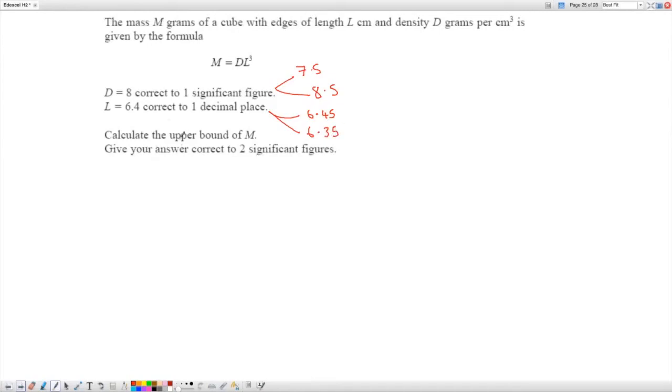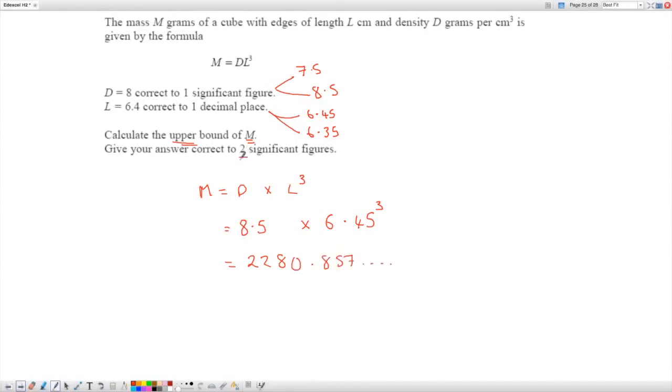We're asked to calculate the upper bound of M. Since we're multiplying here to find M, d multiplied by L cubed, if we want the upper bound, we need to have the largest possible value for both d and L. So we'll take our upper bound of d, 8.5, and multiply that by 6.45, the upper bound for L, to the power 3. Multiplying that through, 2280.857, and then it continues.